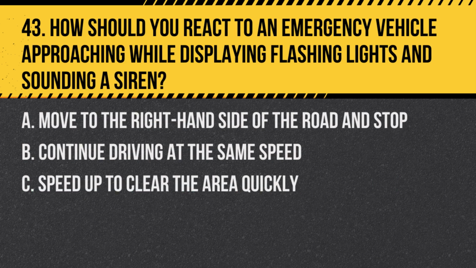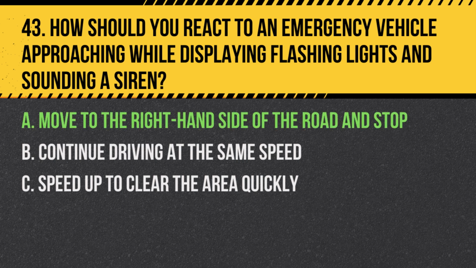Question 43. How should you react to an emergency vehicle approaching while displaying flashing lights and sounding a siren? A. Move to the right-hand side of the road and stop. B. Continue driving at the same speed. C. Speed up to clear the area quickly.